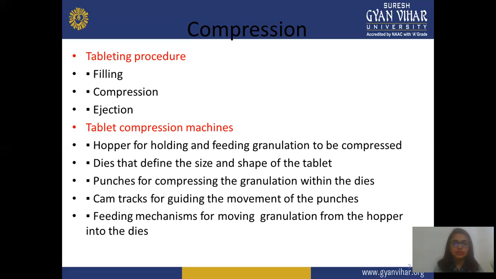In the compression process, first comes the hopper, for holding and feeding the granulation to be compressed; you feed or refill your hopper according to the required level. After that, these feeding granules are passed through the different dies and punches. The dies define the size and shape of the tablet. The dies may be of different shapes or sizes according to the required type of tablet. So before finalizing the tablet, you should know which dies you are using, or which type or size of die is suitable for your tablet.